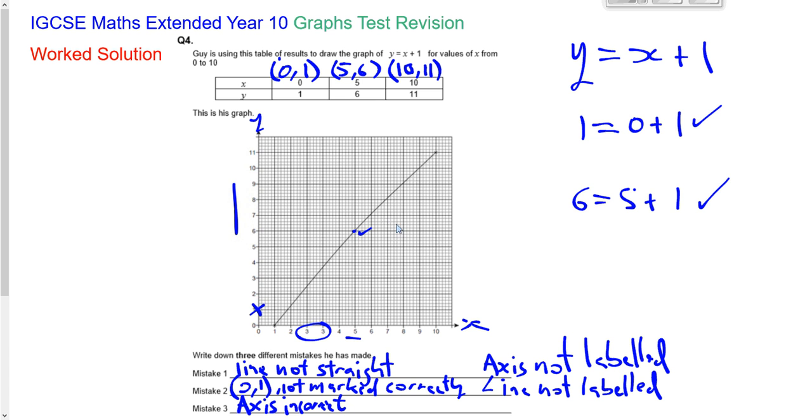So this should be labelled as y is equal to x plus 1. So whenever you're doing any sort of graph, make sure your axes are labelled correctly. Make sure that the axes themselves are correct and in the correct scale, and that you've actually plotted your points correctly. All right, so we have 5 answers to a 3-answer question.